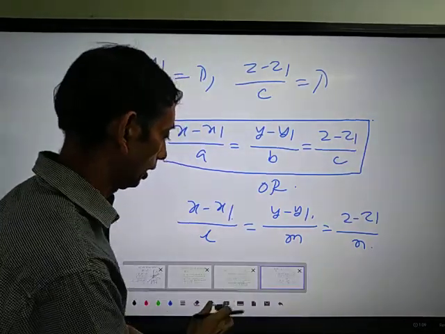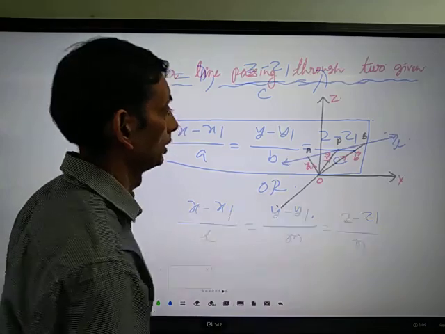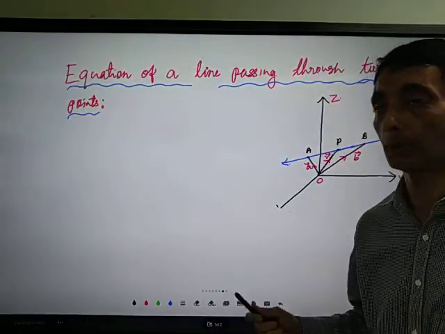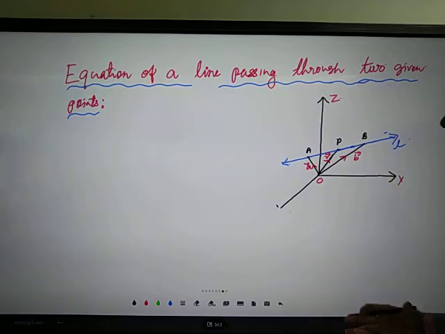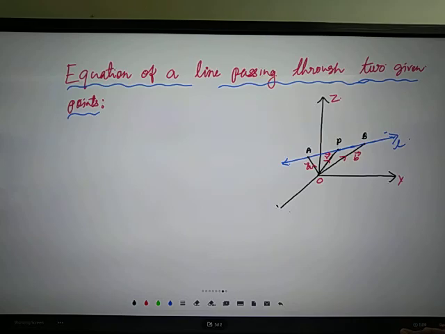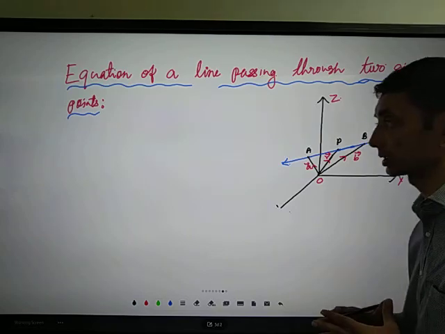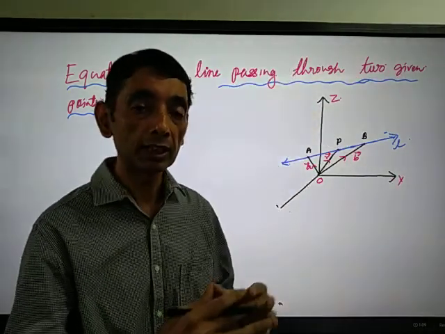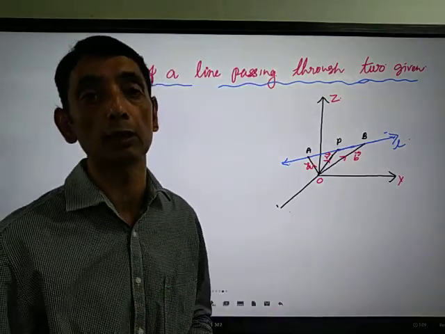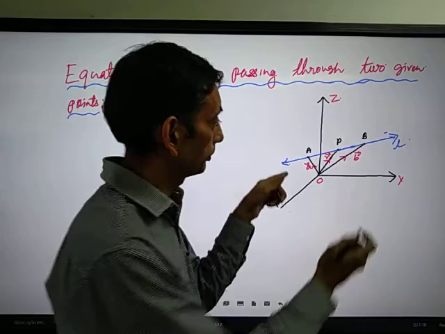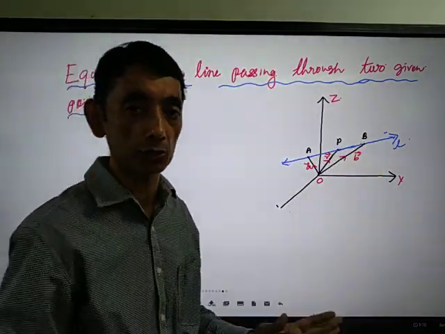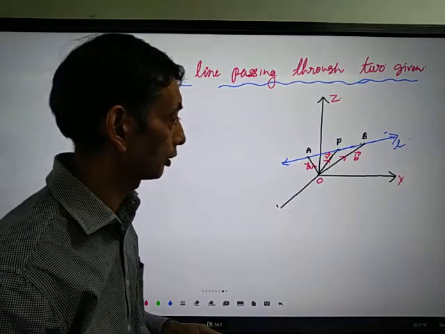Now we can move to the next concept, the second point of discussion today: the equation of a line passing through two given points. We know that the equation of a line can be uniquely determined in this case also, since through two given points one and only one line can pass. So we are going to discuss that particular point.